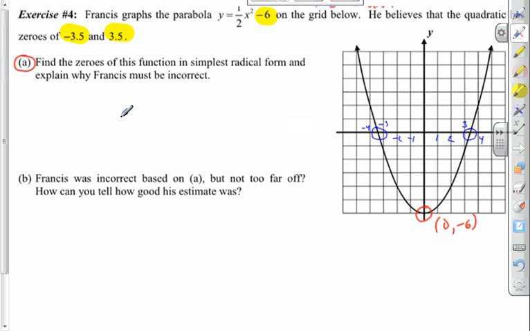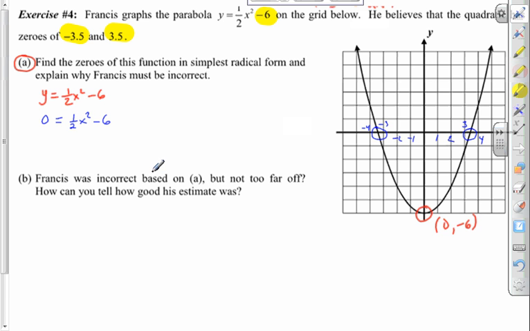So we're asked in part A to find the zeros of the function. The equation is y equals 1/2 x squared minus 6. So remember, if we're asked to find the zeros, we need to let y equal 0. So we have 0 equals 1/2 x squared minus 6.